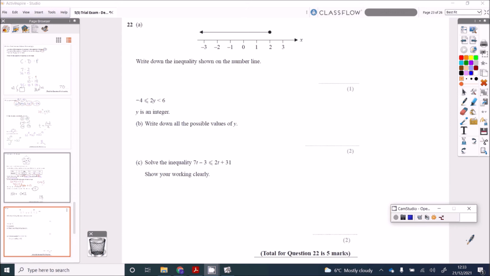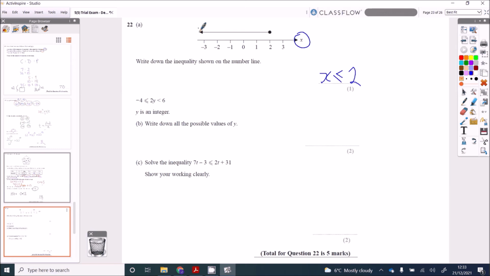Question 22. Write down the inequalities shown on the number line. So we can see this is all the numbers going to the left of 2, so they're less than 2. Now the fact that it's a shaded in blob, a black blob, means we also include the value 2 itself. So x is going to be less than or equal to 2.